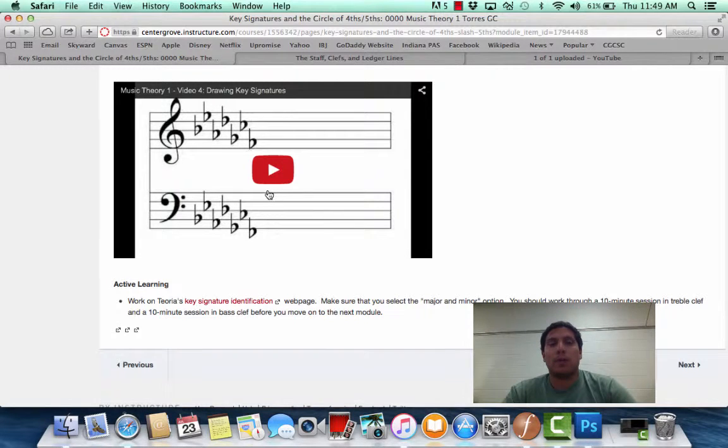So the reason I really wanted to bring this up is if you memorize 7 flats and you memorize 7 sharps, then you have everything that you possibly need to know. Because if you only need 1 flat, there it is. If you only need 2, it's there. 3, it's there. 4, it's there.